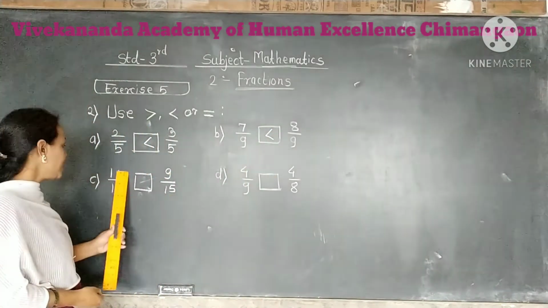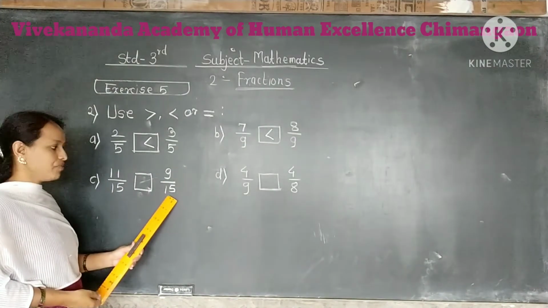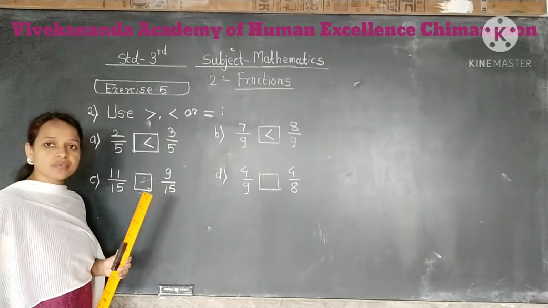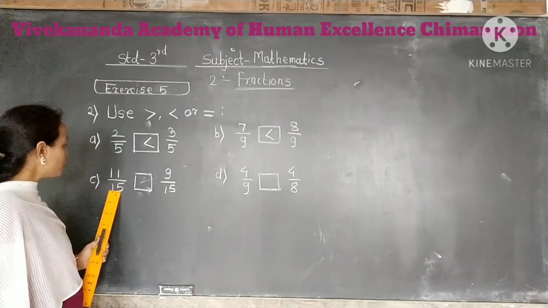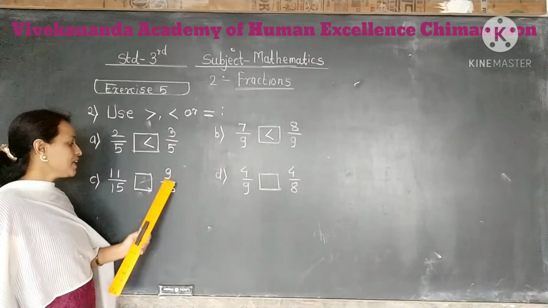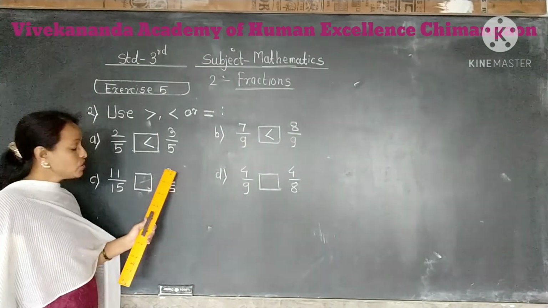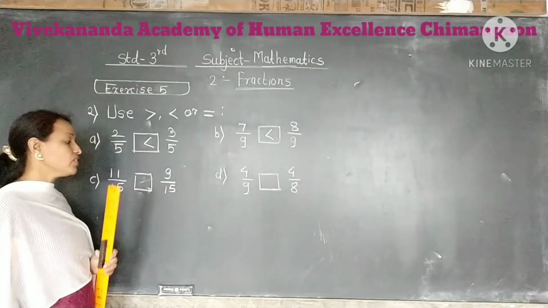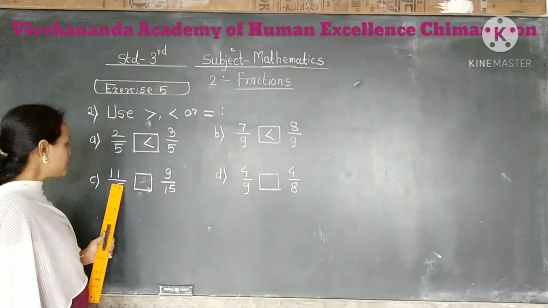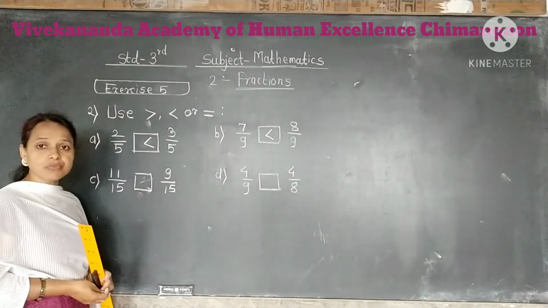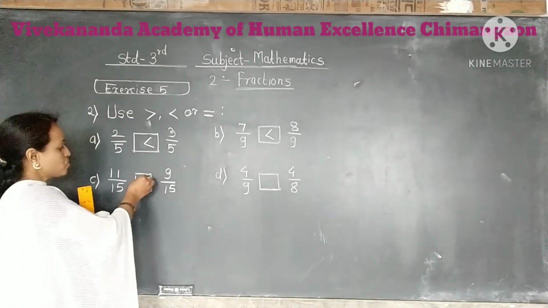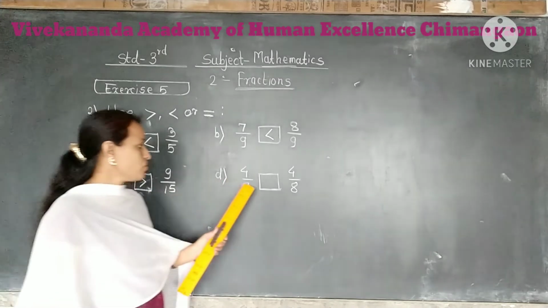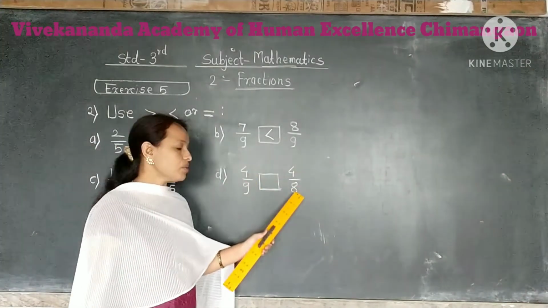The next pair of fractions is 11 upon 15 and 9 upon 15. In this pair of fractions also the denominators are the same. So we have to check the numerators. 11 upon 15, its numerator is 11, and 9 upon 15, its numerator is 9. So when the denominators are the same, then whose numerator is greater, that fraction is greater. So in this pair 11 upon 15 is the greater fraction. So we use this sign. Next pair of fractions, 4 upon 9 and 4 upon 8.